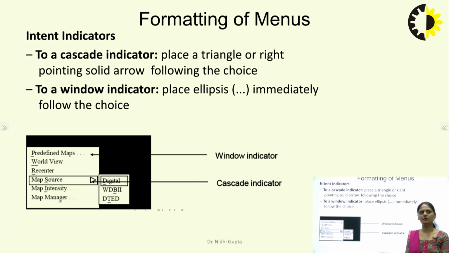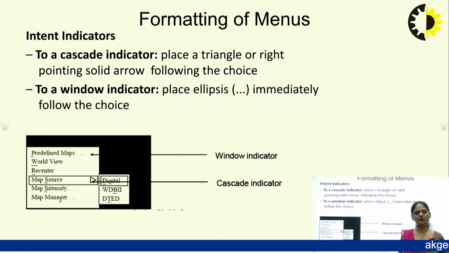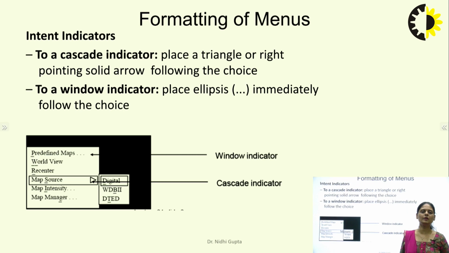Formatting of menus, over here the intent indicators can also be placed. To cascade indicator, place a triangle or right pointing solid arrow following the choice. Whenever there is a triangle after the menu choice, it indicates that it is a cascade window. That is, another sub window will also appear. When we click on this triangle, we get another window, and like DTED over here, there may be another cascading window. If we want to add, then we will place a triangle over here, and this cascade window will appear like this. So these are the indicators that we apply on the menus so that it is easier for the user, in one go, to know that it contains another menu as well.